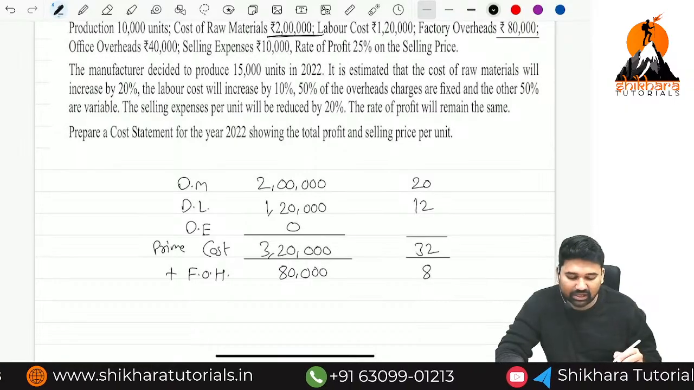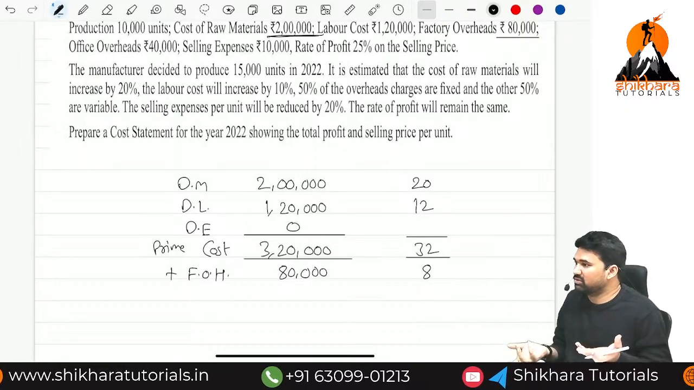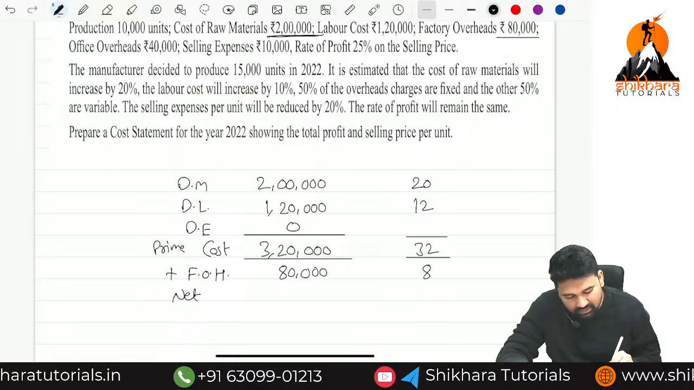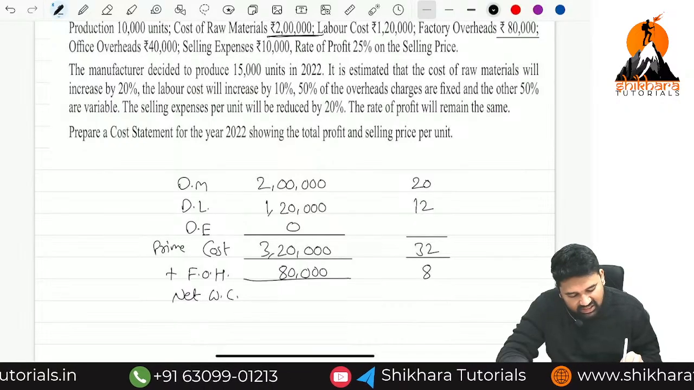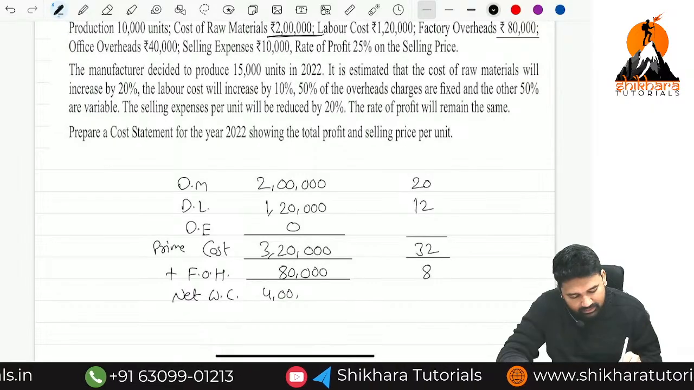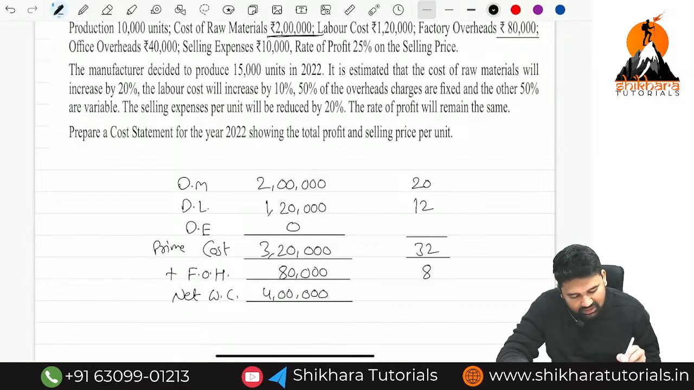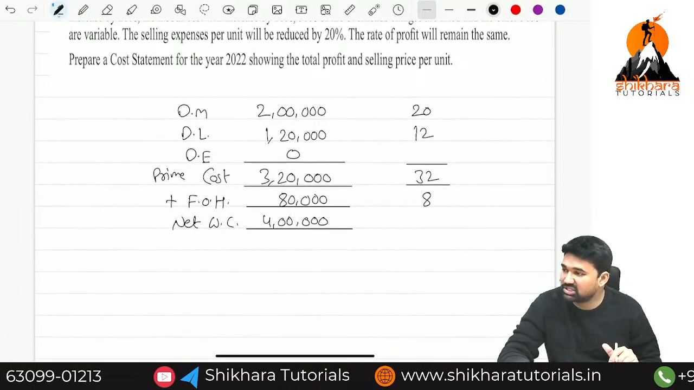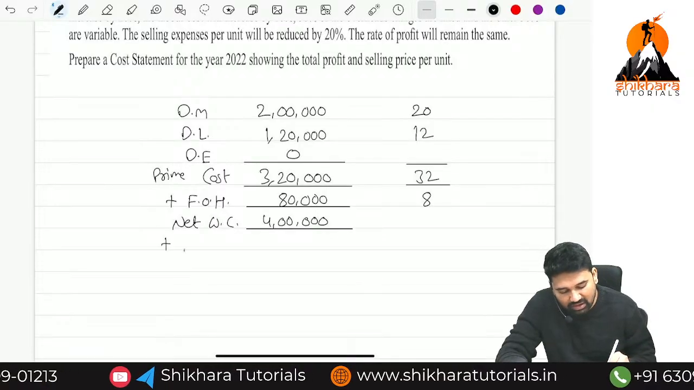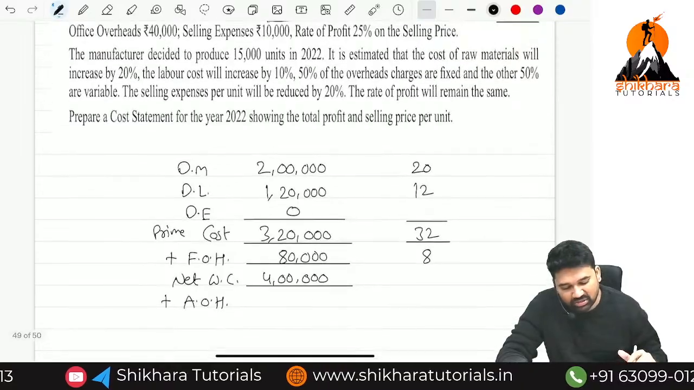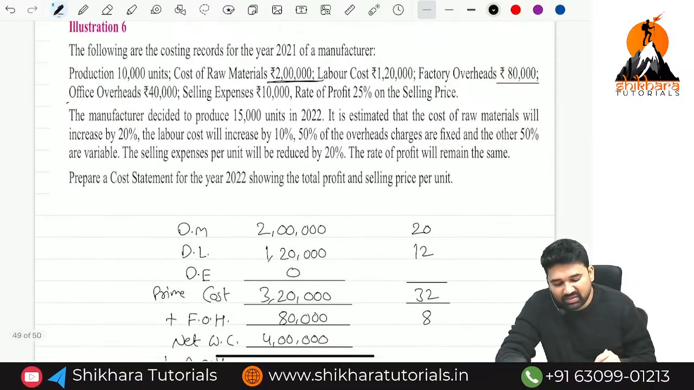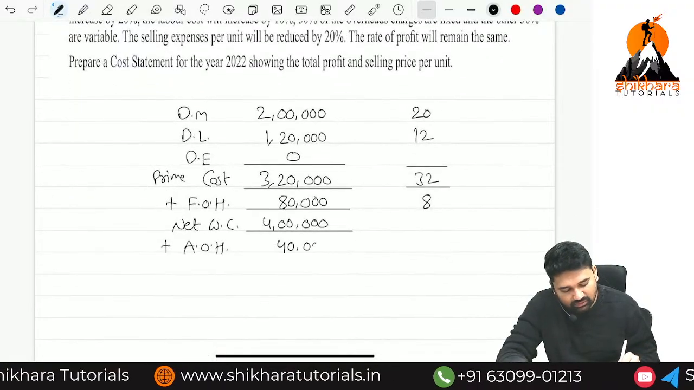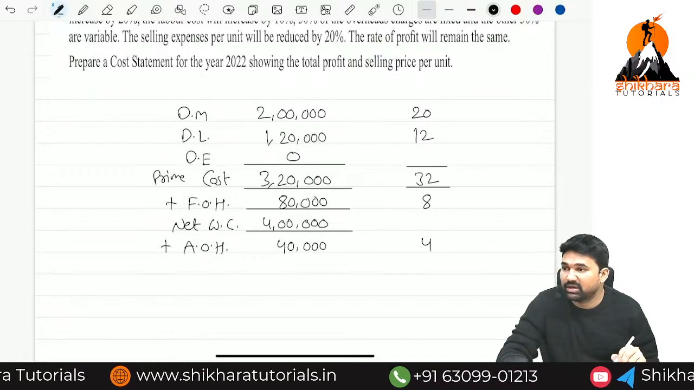Next, after factory overheads, there is no information with respect to closing work in progress, opening work in progress and all. So the result will be called net works cost, and the result is 4 lakhs. After we have arrived at net works cost, what do we need to do? We have to add administrative overheads. How much? It has been given in the name of office overheads, 40,000. 40,000 means per unit it will be 4.